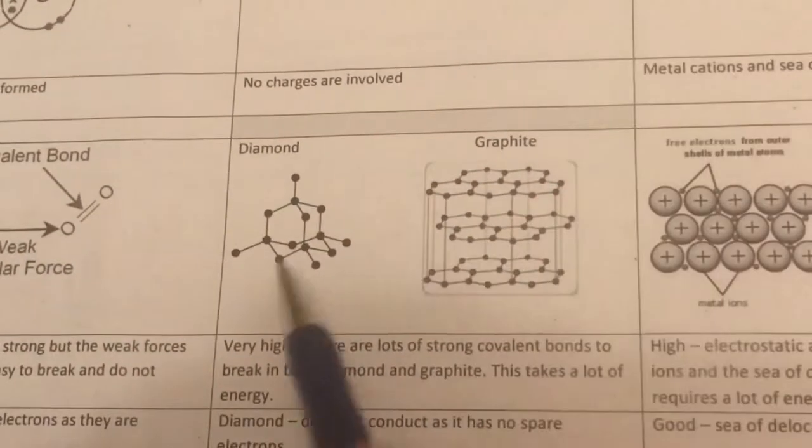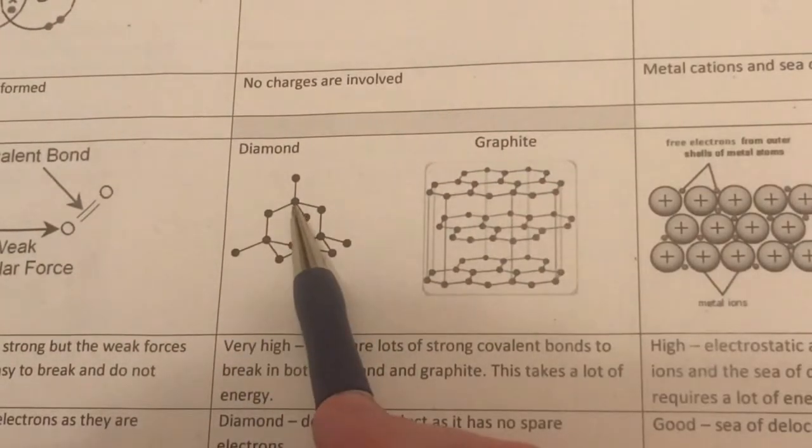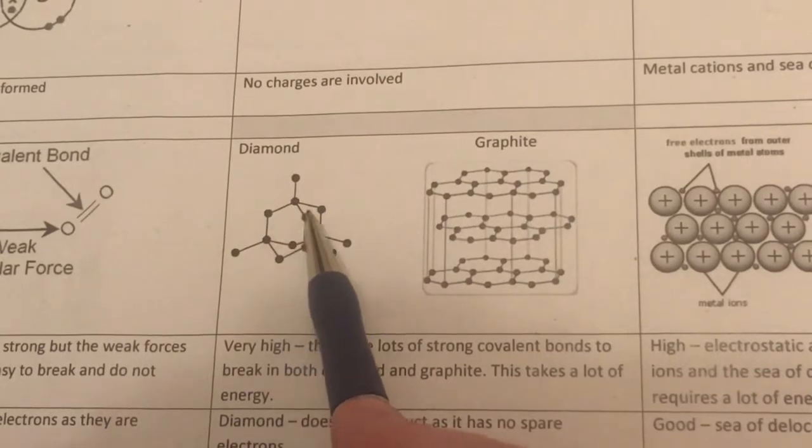Our little pictures. So there's my diamond. Notice this carbon here as an example. 1, 2, 3, 4 bonds. There's the 4 bonds, very rigid structure.